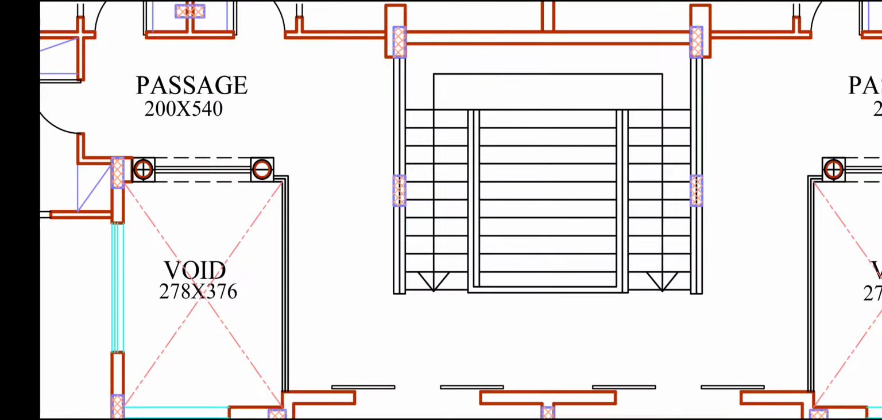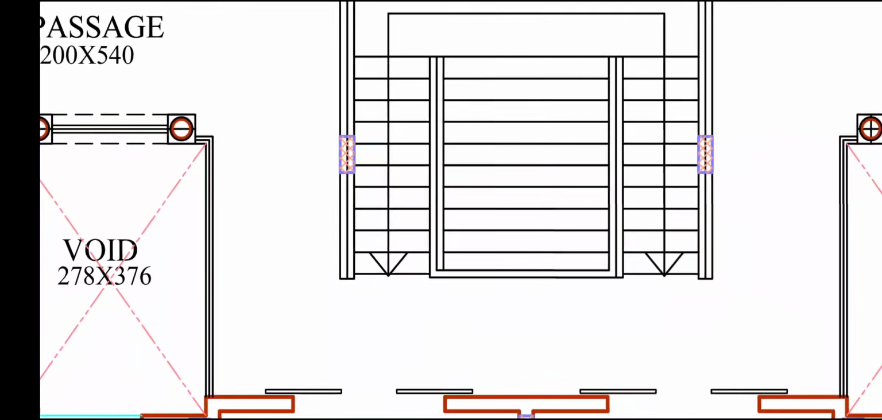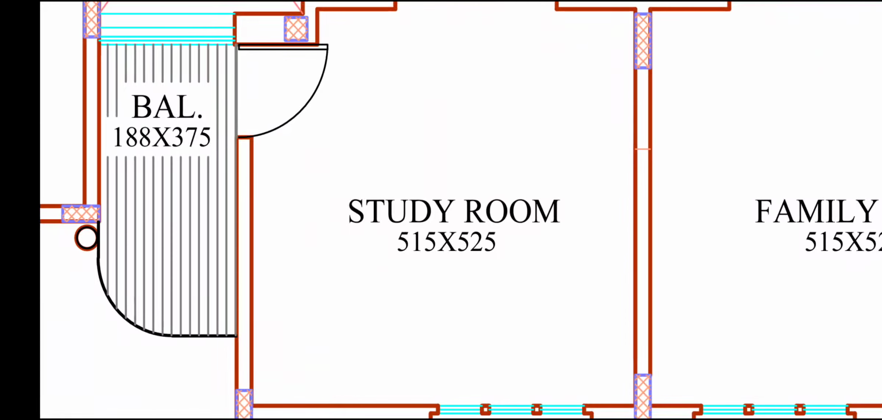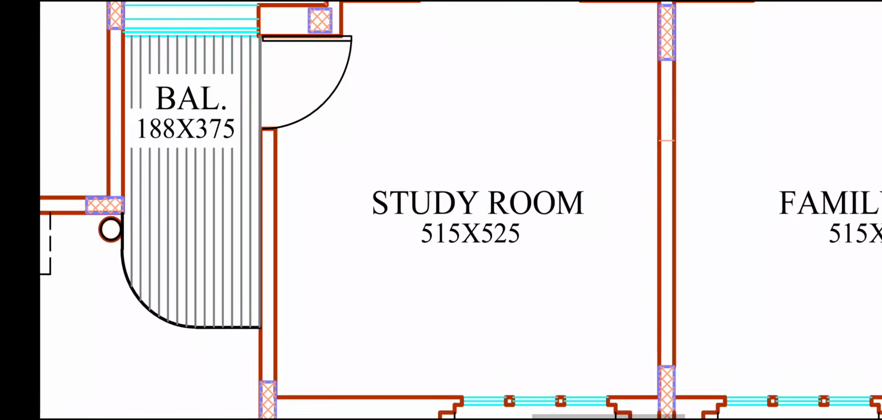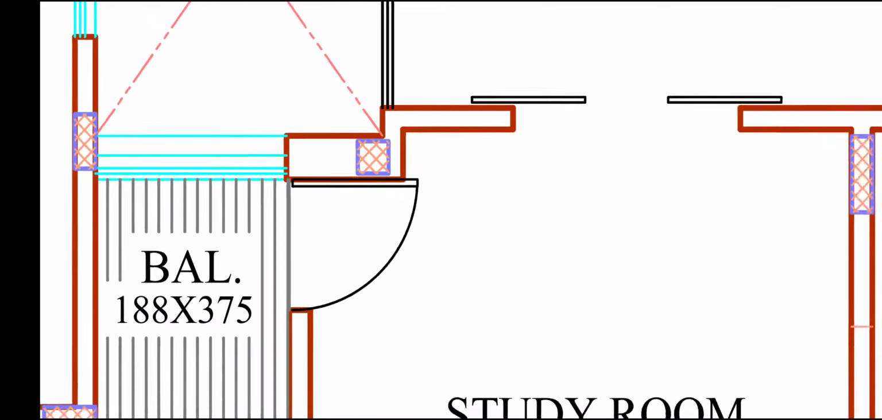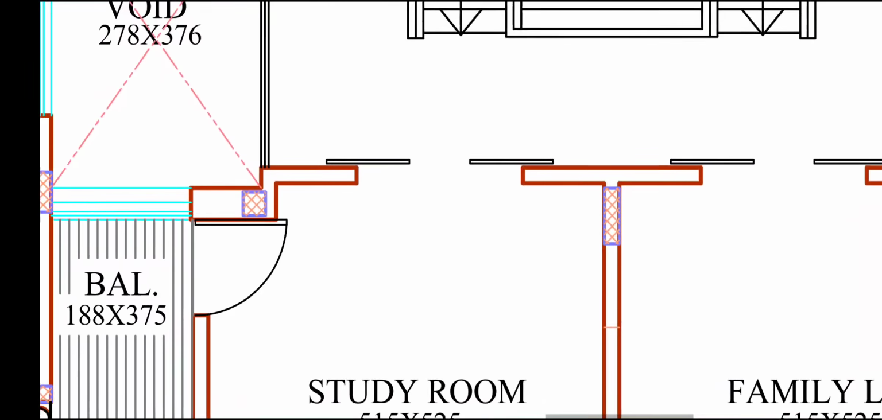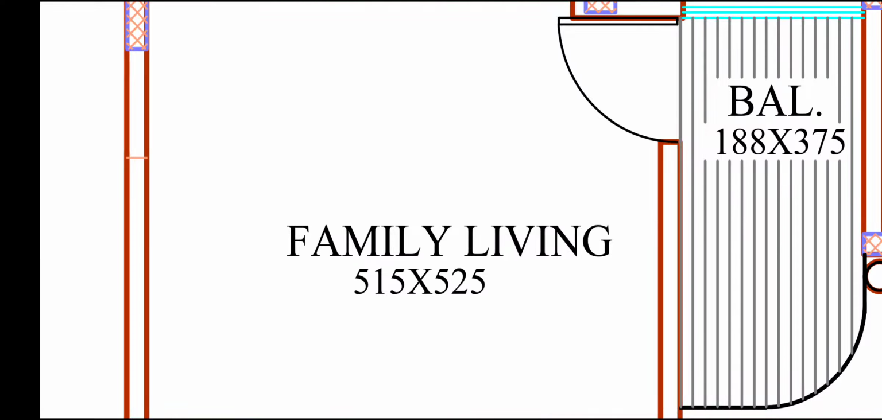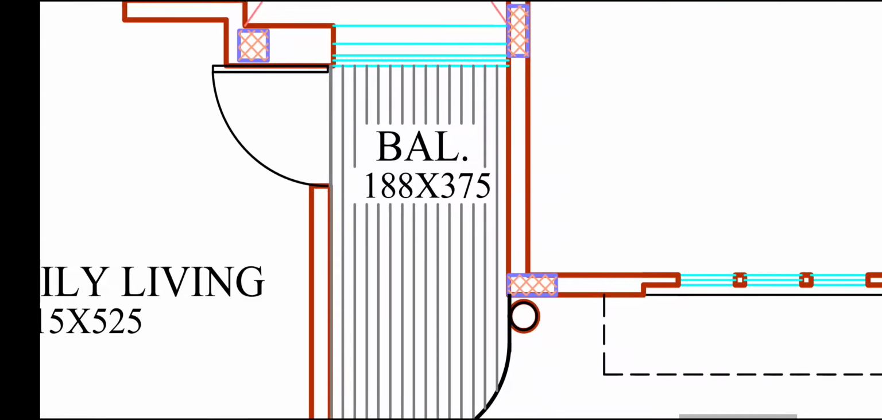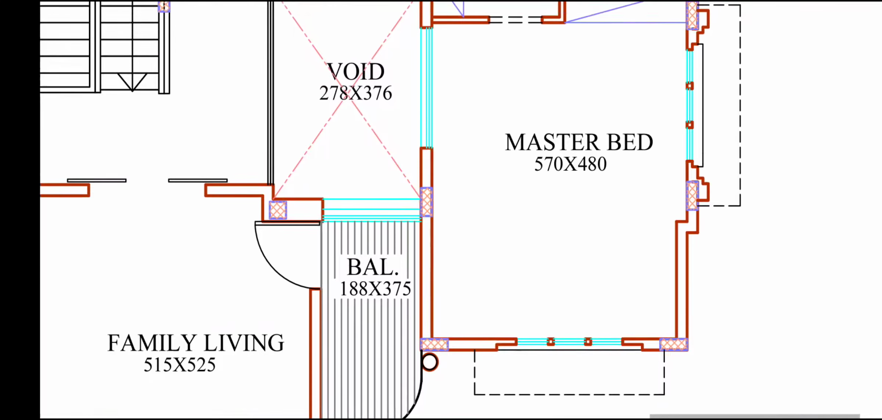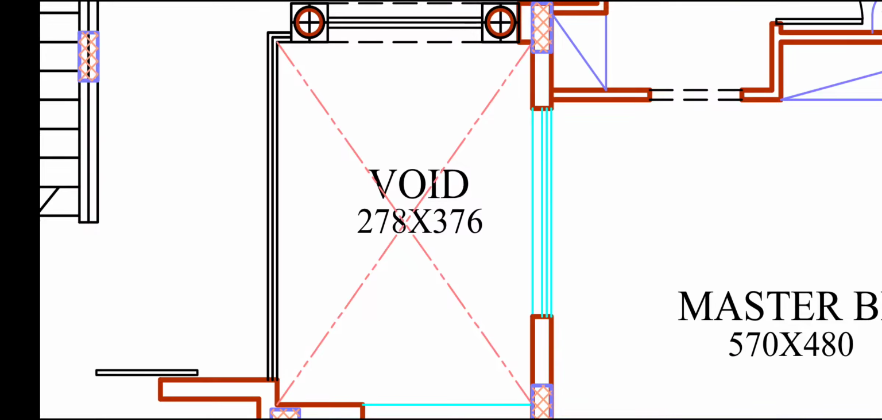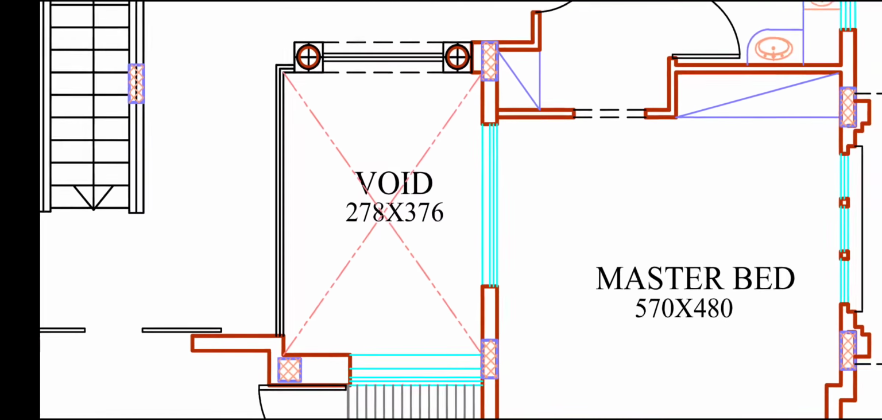This is our stair. We are reaching both sides. This side also reaches, this side also, and this is our front study room 515 by 525. This side balcony is 188 by 375. This door here, and this is again a sliding door. This family room is 515 by 525. This sliding room, and this balcony 188 by 375. And this is our wide open duct, open with no slab, this cutout.